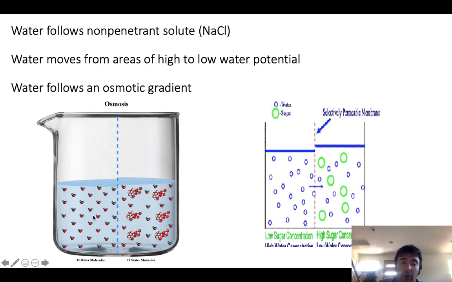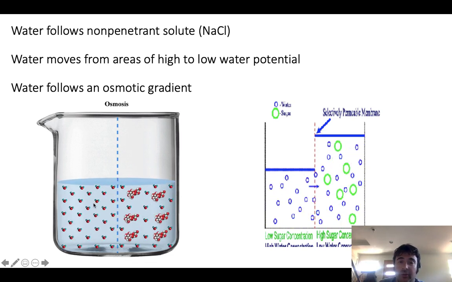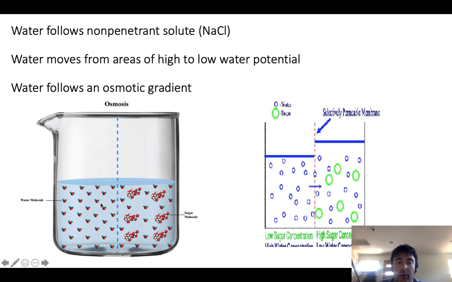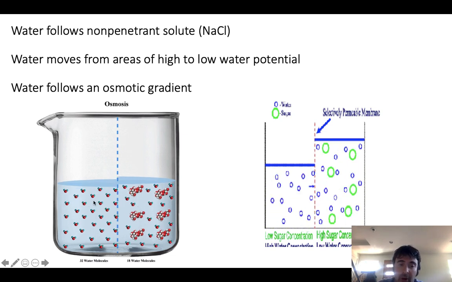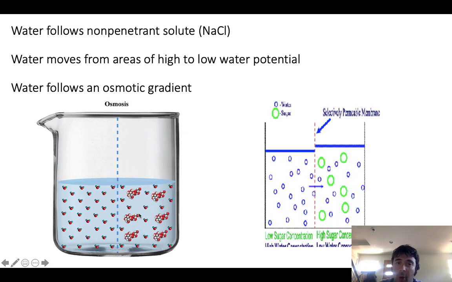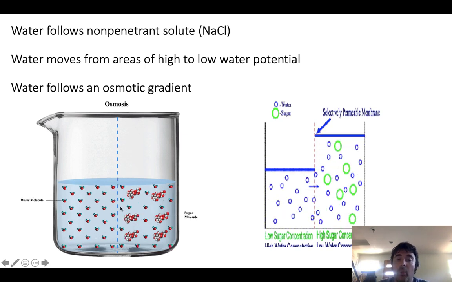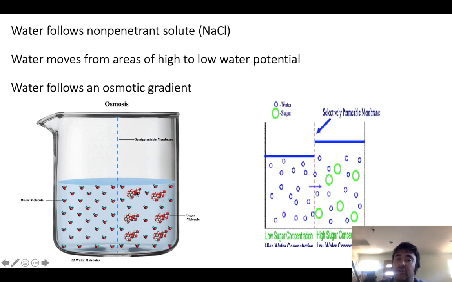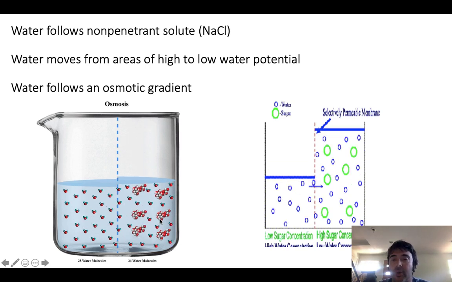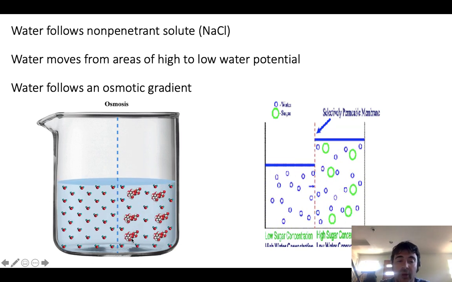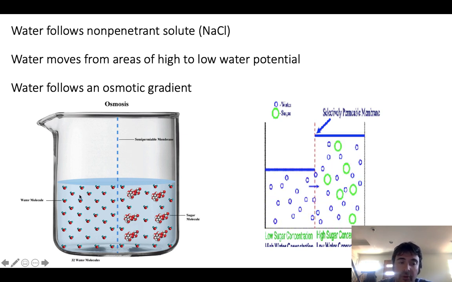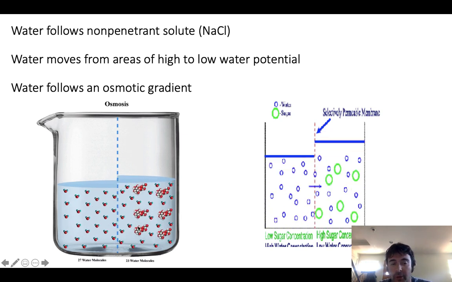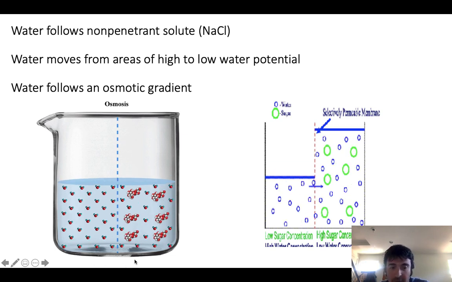Areas of high water we say have high water potential. Areas of low water have low water potential, and water is moving down its osmotic gradient from areas of high water potential to areas of low water potential. Water will always follow non-penetrant solutes. Salts and sugars are always non-penetrant solutes. The reason why is water wants to dilute, right? It wants to move from areas of high water potential to areas of low water potential until an equilibrium is reached.